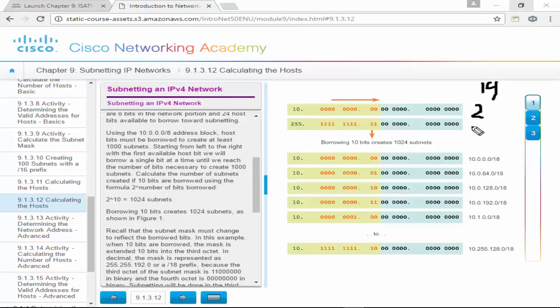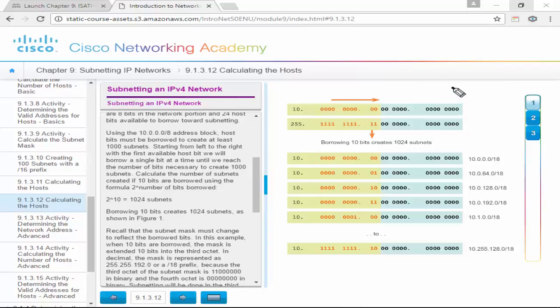Let's see. So 2 to the power of 10, 1,024, would be 1,000. 2 to the power of 11 would be 2,000. 2 to the power of 12 would be 4,000. 2 to the power of 10, 11, 12, 8,000, 16. Actually, we're getting 32,000. Okay, I believe on rough math.